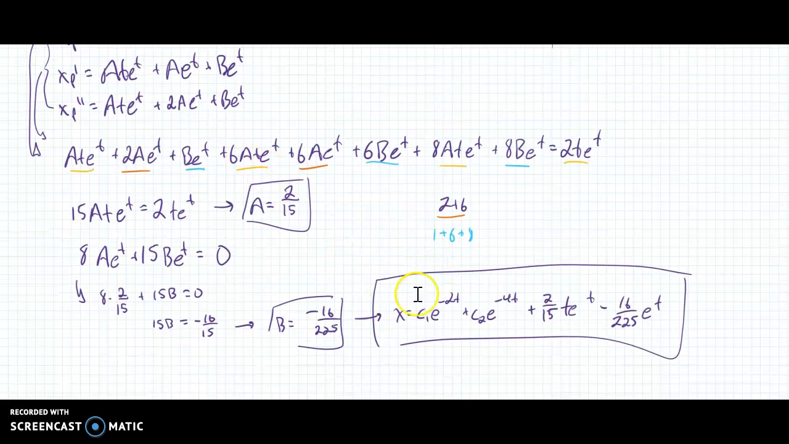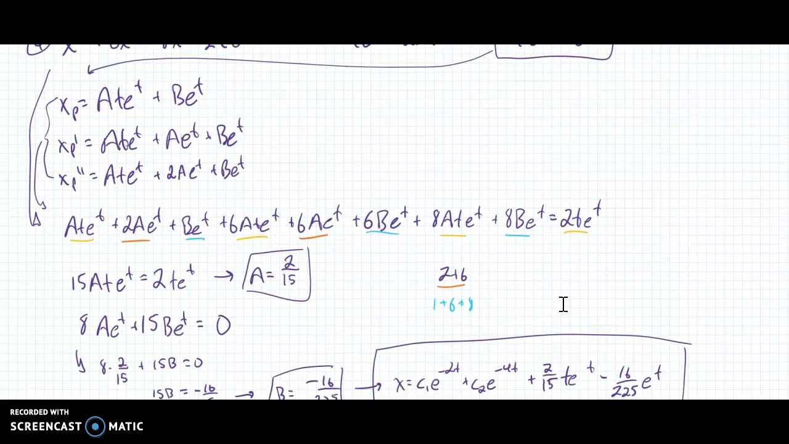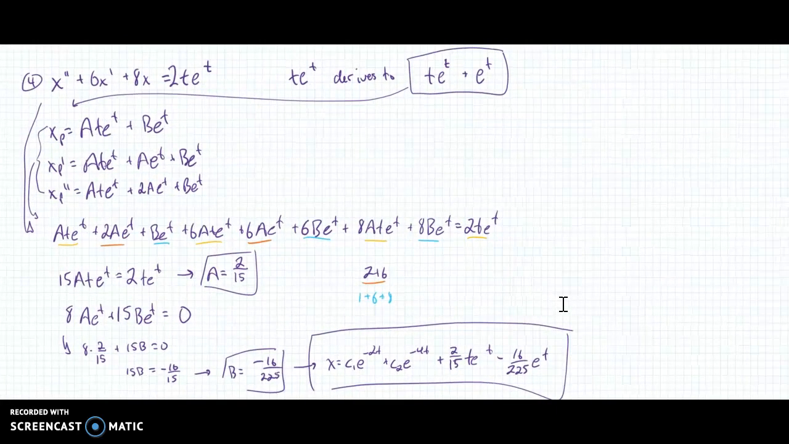Oh, I should show you the answer. Bam, there's the answer. 2/15 and negative 16 over 225. If you got that, great. If you want me to walk through it, here we go. And I'll zoom out so you can see the whole thing all at once.